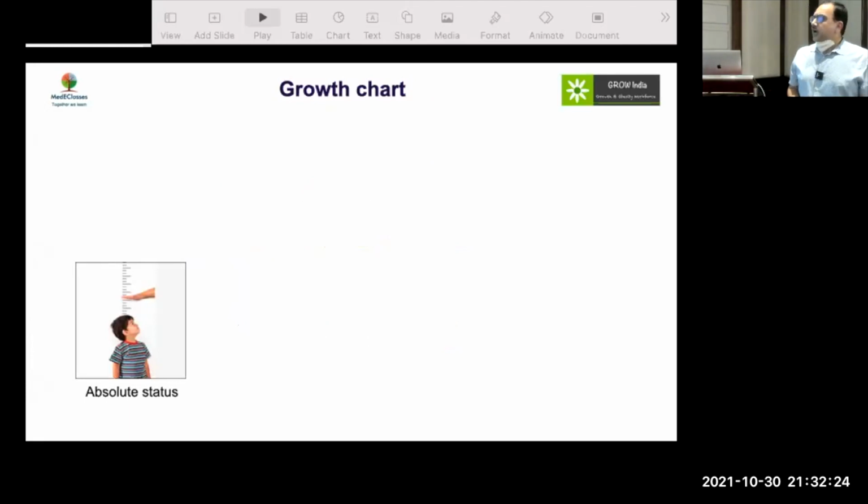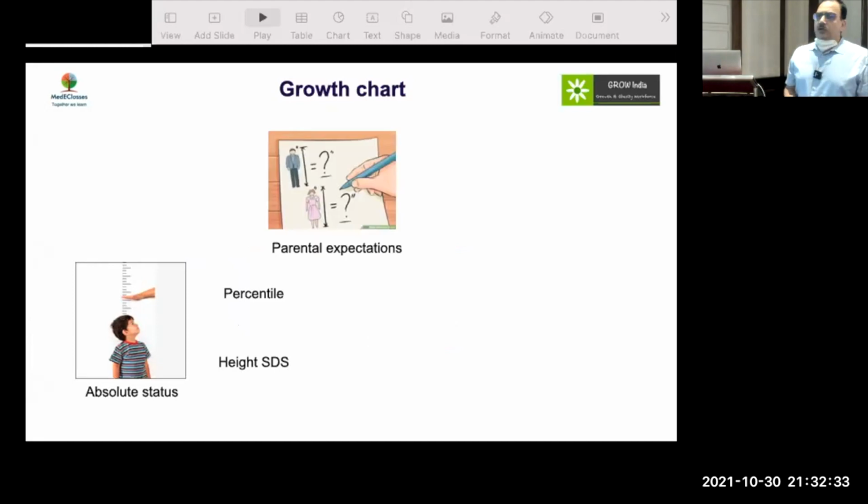When we look at the growth chart, you have to look at the absolute status of the child, how the child compares to the family, as well as how the child compares to the population. How to look at parental expectation? We all know about the mid-parental height. So Dr. Sayan, how do we calculate mid-parental height? The average adult male height is 13 centimeters more than the female height. So you average the parents' heights, add 6.5 for a boy and subtract 6.5 for a girl. This will be your target height, and we'll show how this becomes important.